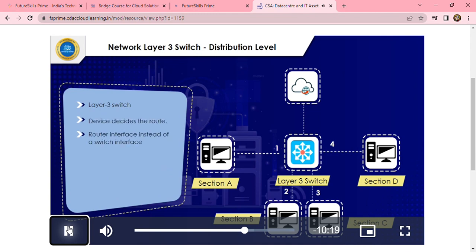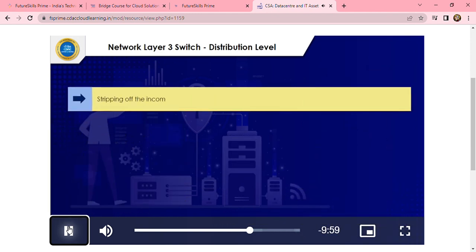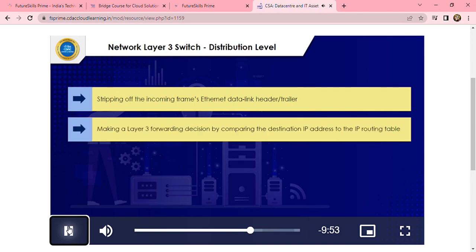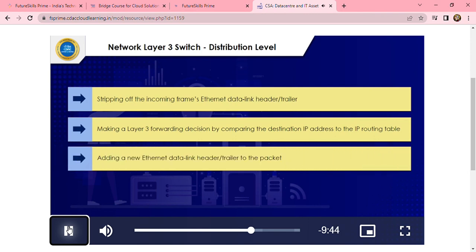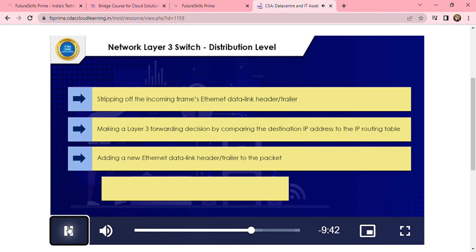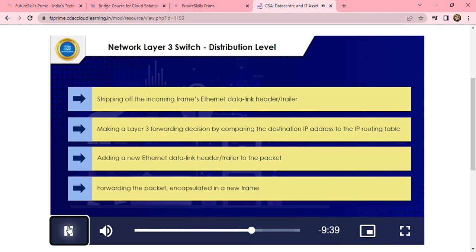The Layer 3 switch configuration can make a physical port act like a router interface instead of a switch interface. On a routed port, the switch does not perform Layer 2 switching logic on that frame. Instead, frames arriving on a routed port trigger the Layer 3 routing logic, including stripping off the incoming frame's Ethernet data link header and trailer, making a Layer 3 forwarding decision by comparing the destination IP address to the IP routing table, adding a new Ethernet data link header and trailer to the packet, and forwarding the packet, encapsulated in a new frame.